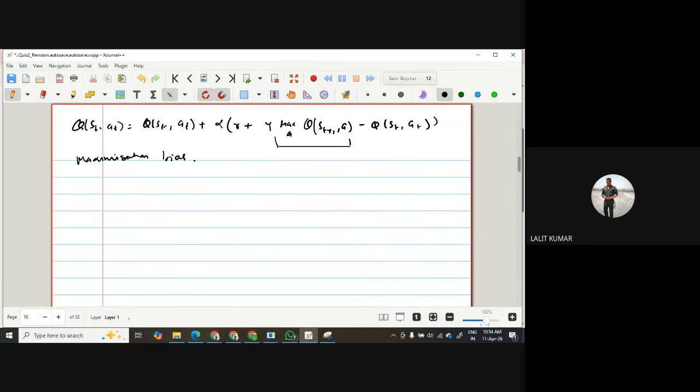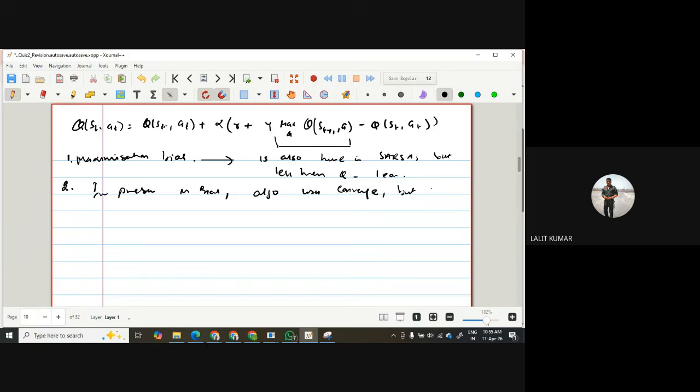Now remember, this maximization bias is also there in SARSA, but less than in Q learning. Number 2, in the presence of maximization bias also, your algo will converge, but will take more steps. So these are the important points.